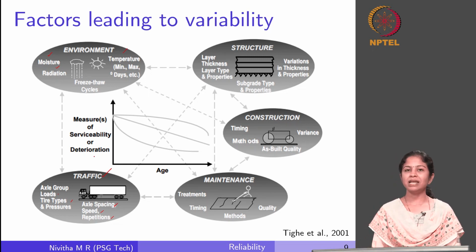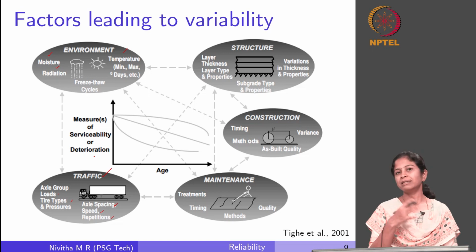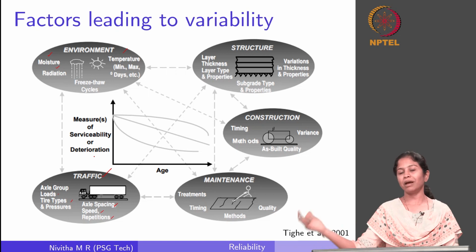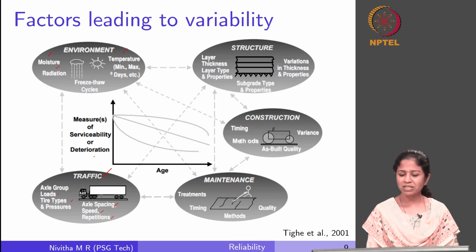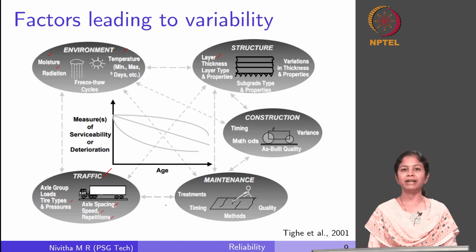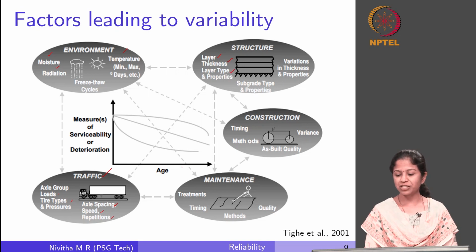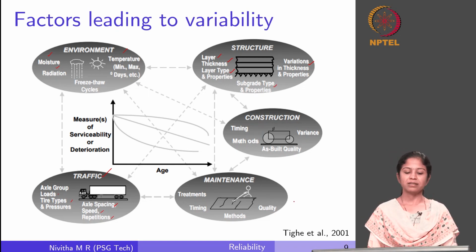So, we have already seen the degree of influence exerted by each of these parameters on our modulus values. Once the modulus value changes, obviously the critical strains are going to change, and so is my allowable number of repetitions. Then we have the structure. Again, as we said, the type of layer, the type of material that we use, thickness, the properties of each layer, again it is going to vary, and the subgrade type and properties and all those things, right.